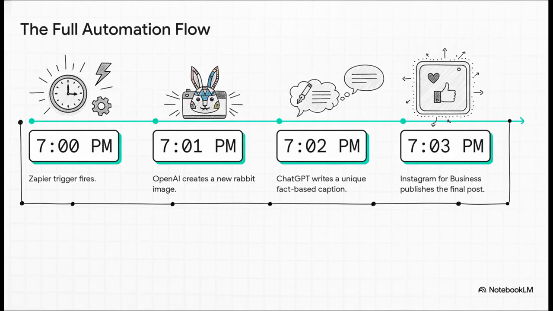So let's just run through that one more time. Every day at 7 p.m., the schedule kicks things off. A moment later, DALL-E creates a brand new image. Then, ChatGPT writes the perfect caption for it. And finally, the whole package goes live on Instagram. It's a perfect, hands-free content creation machine.